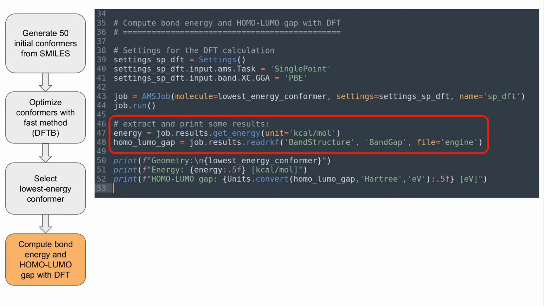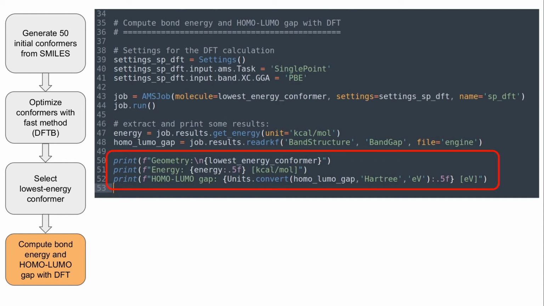Like before, we use the getEnergy method to extract the energy. We then use the readRKF method to get the HOMO-LUMO gap from the binary KF results file. Here, BandStructure is the name of the section of the KF file we want to read from, and bandgap is the name of the variable. File equals engine indicates that this should be read from the engine results file, which in this case should be the band.rkf file. Finally, we print the results we just extracted. See how we use the Units class to perform the unit conversion from Hartree to electron volt.